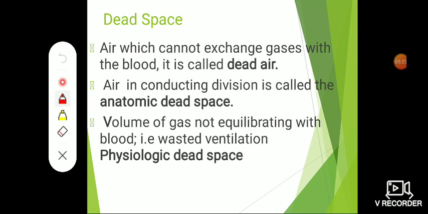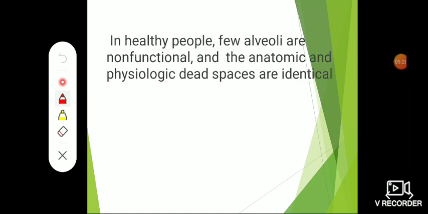physiological dead space. In the previous lecture, we discussed the ventilation perfusion ratio. In some alveoli there is good ventilation but no perfusion, so gas exchange will not take place. In other alveoli there is good perfusion but no ventilation. In both conditions, ventilation will be wasted. This is called physiological dead space, because it is possible to have exchange, but due to physiological reasons we are not having exchange of gases here. In healthy people, few alveoli are non-functional and anatomical and physiological dead space are nearly identical.